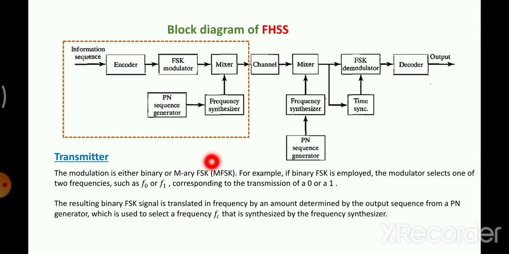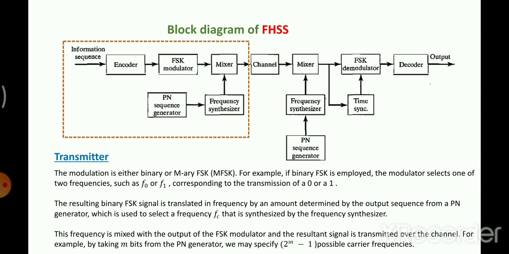So the first thing is the modulation technique must be FSK, coherent FSK. The second thing is the resulting FSK signal is translated in frequency. Translated in frequency means the frequency will change. From the original frequency it will translate to some other frequency because of this mixer. The PN sequence will generate a code, and a new frequency will be generated. This new frequency will be mixed with the original carrier frequency to get a fresh carrier frequency. Every time a new PN sequence comes, a fresh frequency will be generated. Like that the carrier frequency will keep on changing.